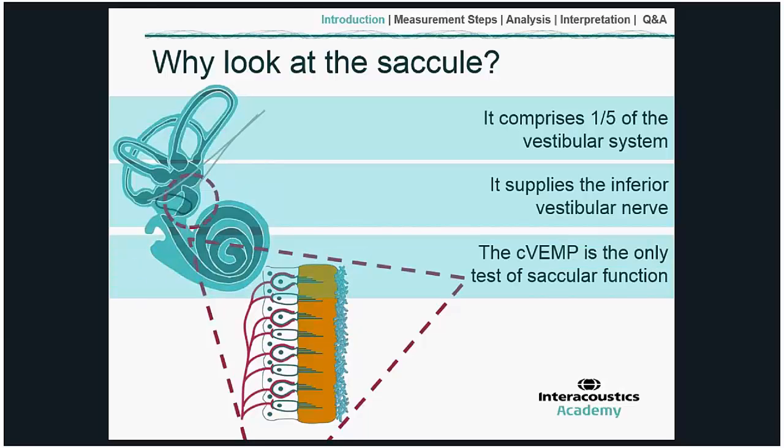And lastly, we can say that the cVEMP is really the only test that we have available in our battery of tests to look at the function of the saccule. And that's different, of course, to, for instance, the horizontal semicircular canal, where we have the caloric test, we have the V-hit test, we have the rotational chair tests. So when we're looking at the saccule, we really are quite reliant on the cVEMP as our main test.